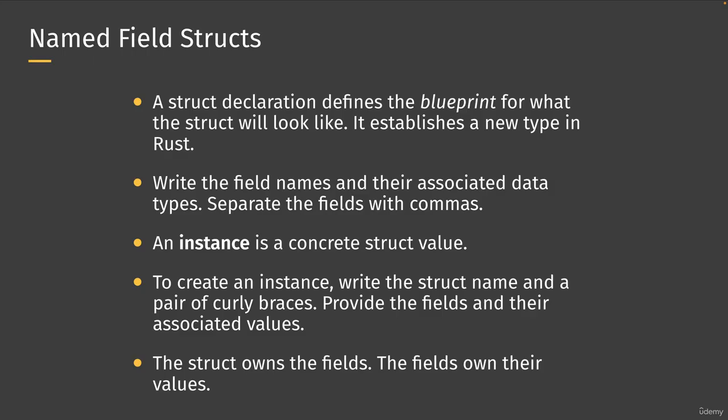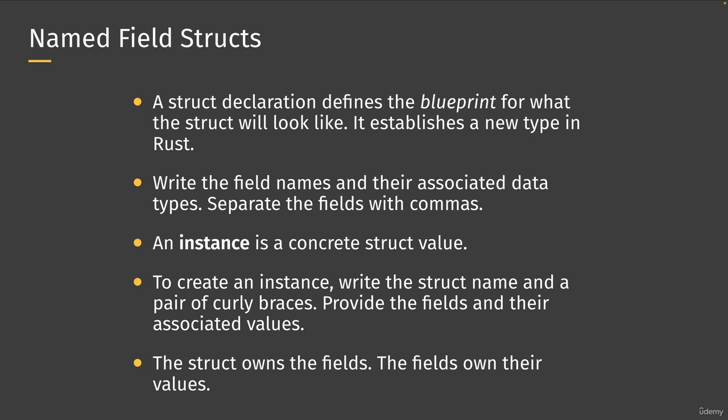So the struct becomes a new type in Rust, but it doesn't have any concrete value created from it until the code specifies that. So inside the curly braces, we write the field names, then a colon, and then the associated data type that that field must store. We separate those fields with commas. So now we have a template.